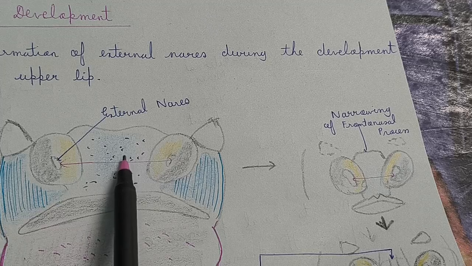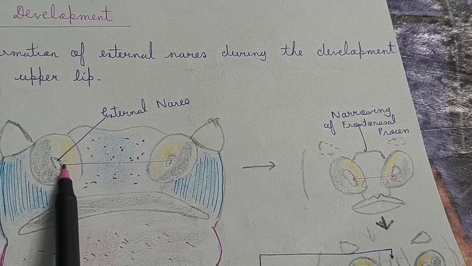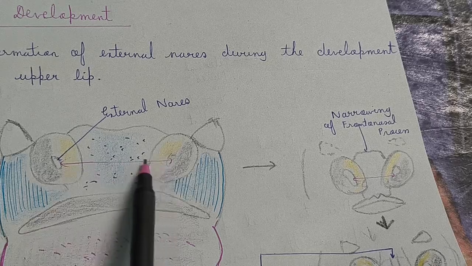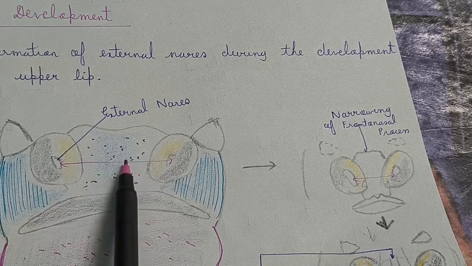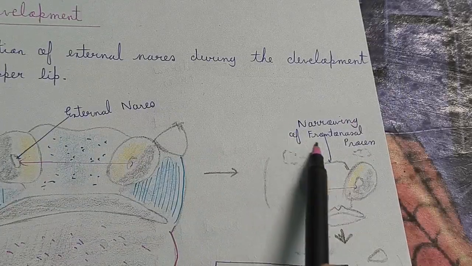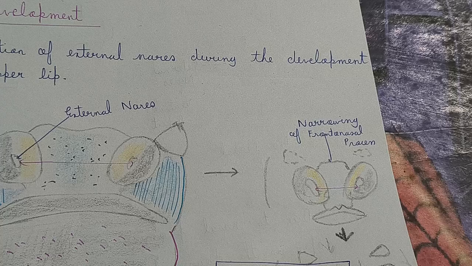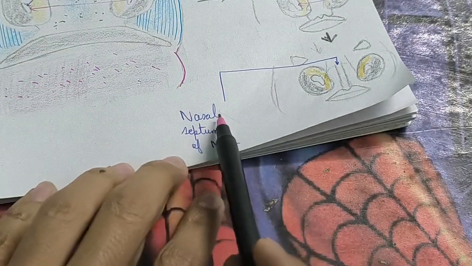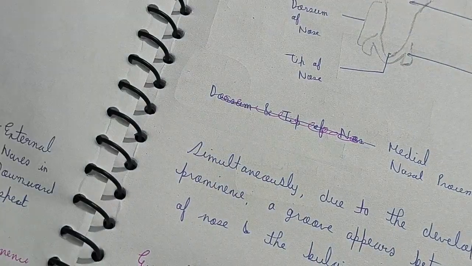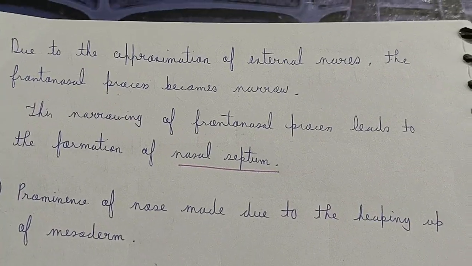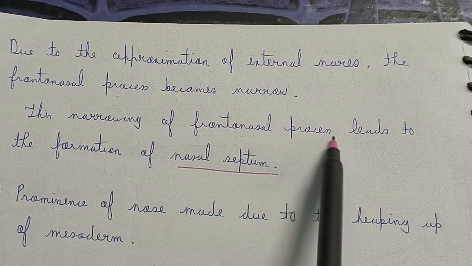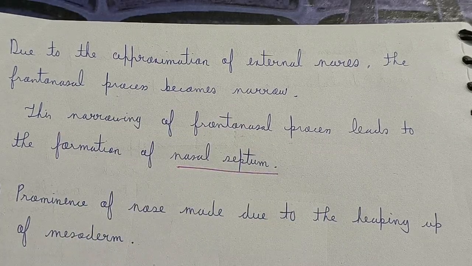So this is the frontonasal process. Here you can see that earlier these two external nares were apart from each other, due to the widening of the frontonasal process. But as the narrowing of the frontonasal process occurs, the internal part of the nose, basically the nasal septum, develops. Therefore, I have written that due to the approximation of the external nares, the frontonasal process becomes narrow, and the narrowing of the frontonasal process leads to the formation of the nasal septum.